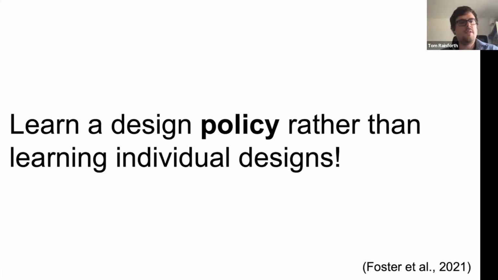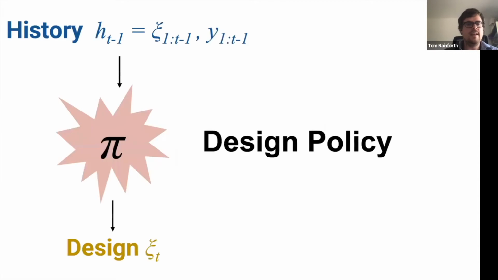And the idea that we came up with last year was that instead of thinking about the problem in terms of designs as the thing we want to optimize, we can think about learning a policy in the kind of way you would in reinforcement learning. So in other words, we want to learn something that takes in the history, takes in the previous things we've seen, and just automatically chooses the next design for us. We want to learn this upfront. We want to learn this as a function, instead of learning the designs.